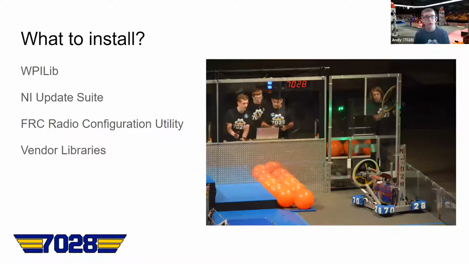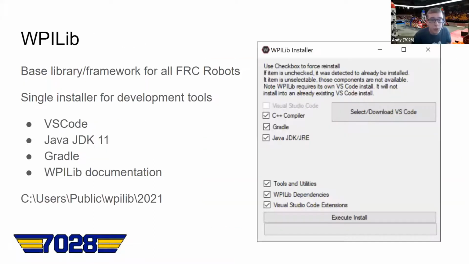So what we need to install in order to get started is WPILib, NI Update Suite, the FRC radio configuration tool, and all of our vendor libraries. Depending on what you have, you'll have to get some vendor libraries, which will be coming up soon. I'll show you what they are. So this is what the WPILib installer is going to look like.